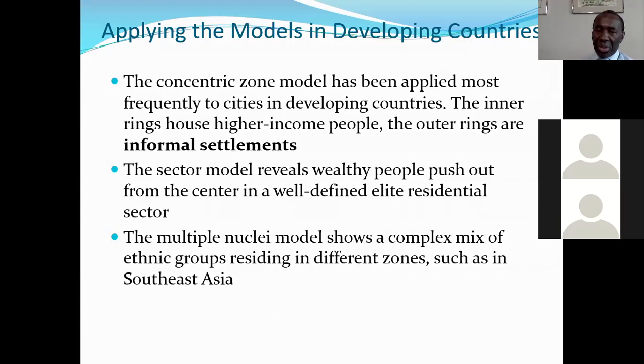For the multi-nuclear model, we see that in Southeast Asia, people, mainly immigrants from China and other places, will reside in poor neighborhoods where they lack those basic utilities. But they live there, there are various nuclei depending on where you come from. So those that come from Thailand might live in one of these neighborhoods in Southeast Asia, and those from China or India will live in another neighborhood.